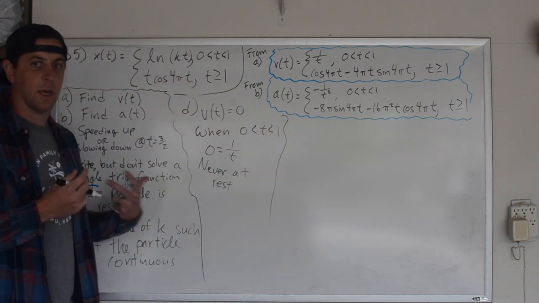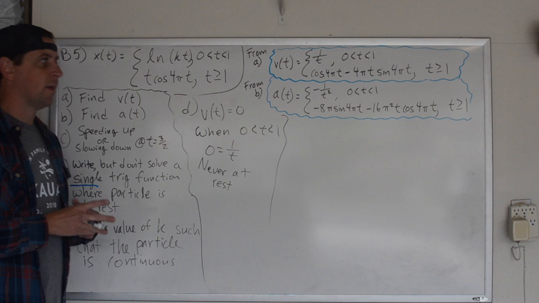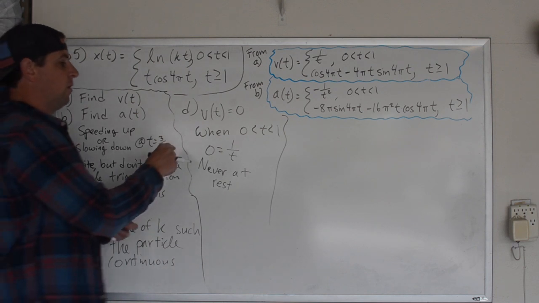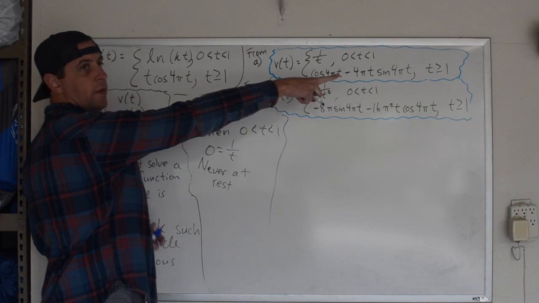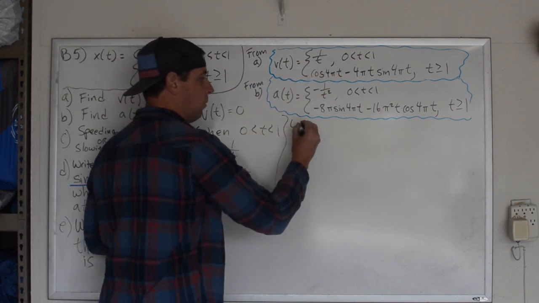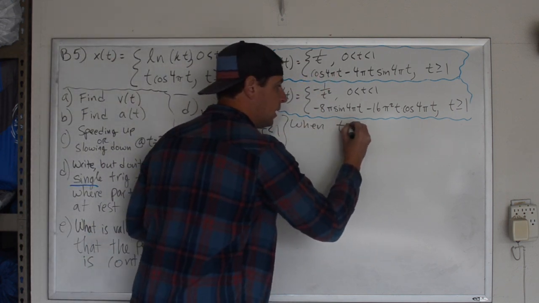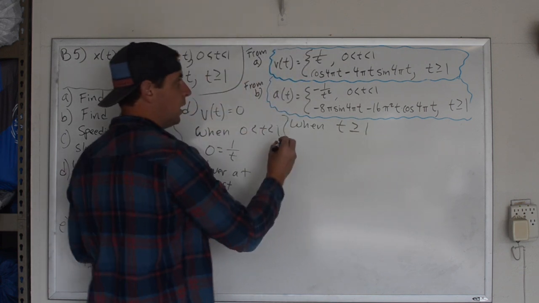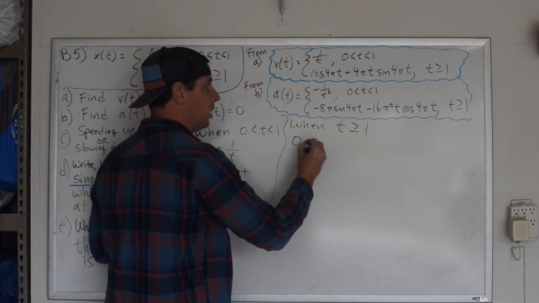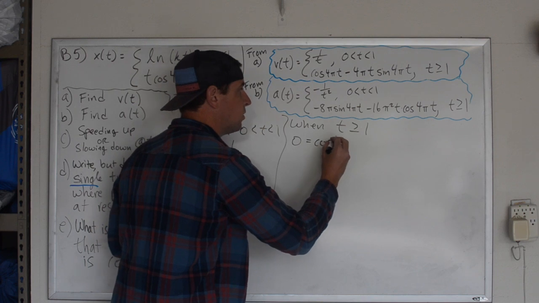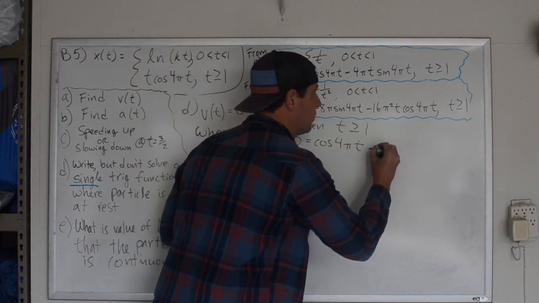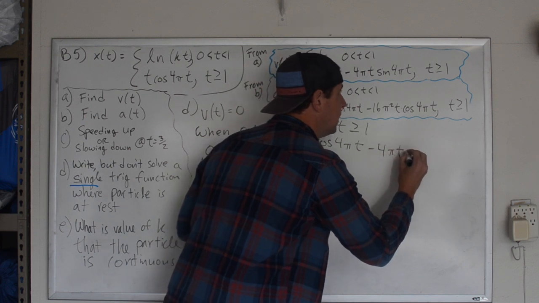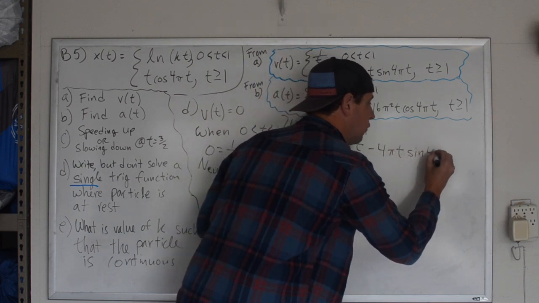So the first we go, okay, then the second part, maybe that's where it's possible. So the second part is setting v of t equal to 0 for the second piece of this function when t is greater than or equal to 1. So I would write when t is greater than or equal to 1, v of t equals 0 would be when 0 equals cosine of 4 pi t minus 4 pi t sine of 4 pi t.